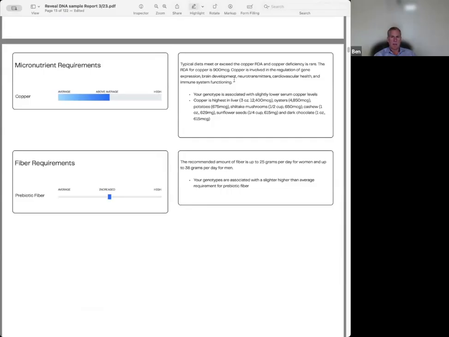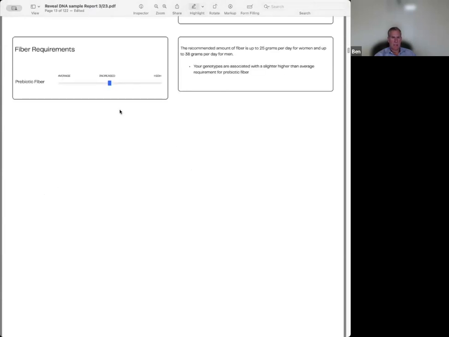Next is copper. So copper is involved in the regulation of gene expression, brain development, neurotransmitters, cardiovascular health, and immune system functioning. And when this section ends in 1 second, I'm going to show you where these come back up again in the test. As an example, again, good sources of copper. And again, if they're not eating these foods regularly and they have an above average or high need, you can supplement with them. And next is prebiotic fiber.